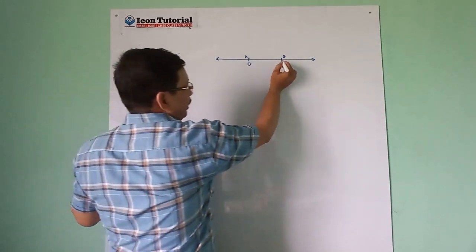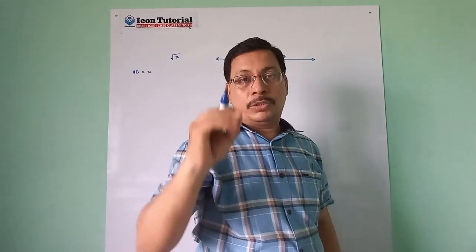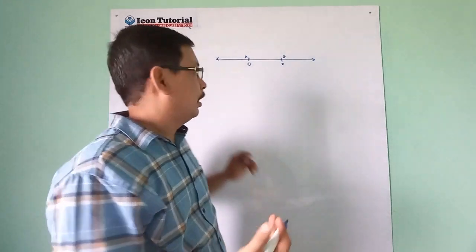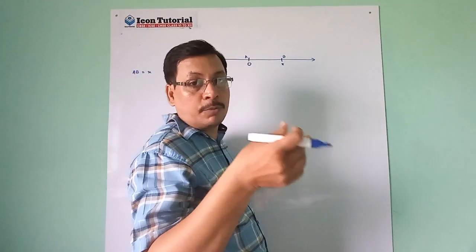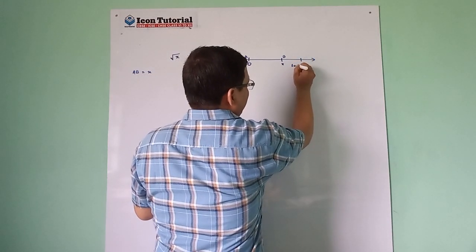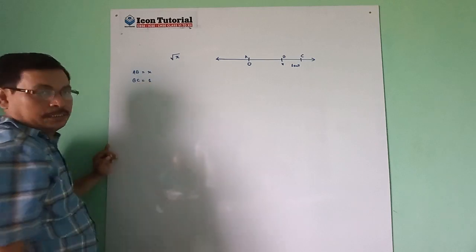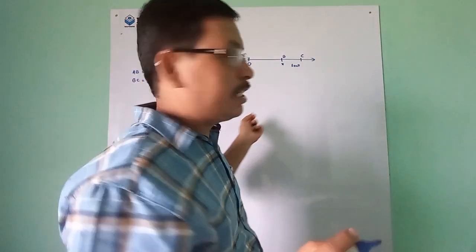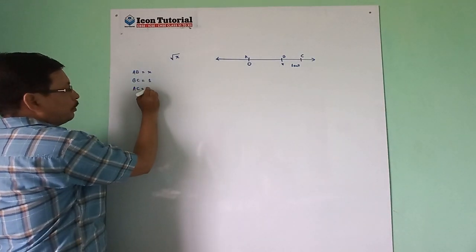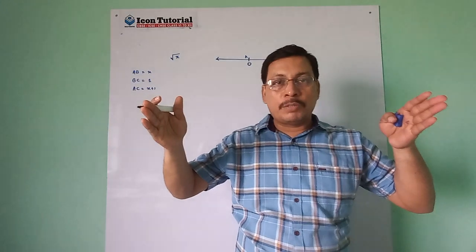Now I am explaining the method of how to represent the square root of x on the number line. Step by step, try to understand and follow the steps. After x, you have to take one more point: x plus 1, that is 1 unit. Call this point C. So BC is equal to 1. Since BC is equal to 1, AC is equal to x plus 1.